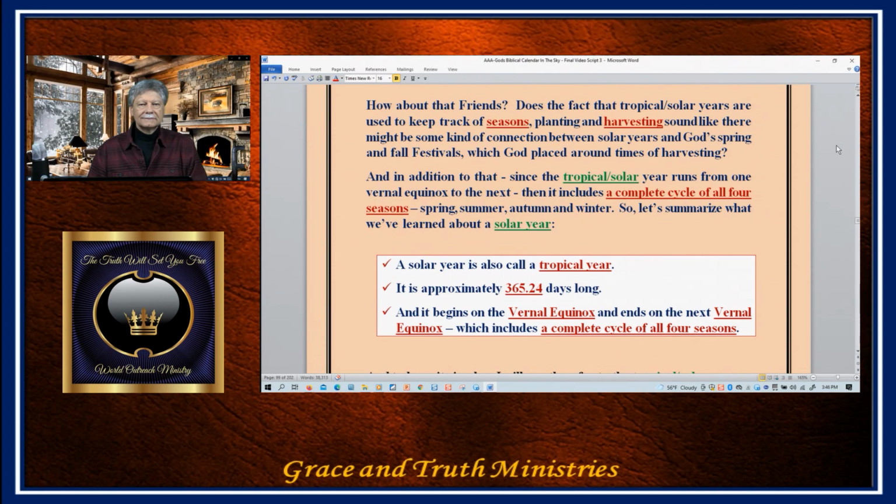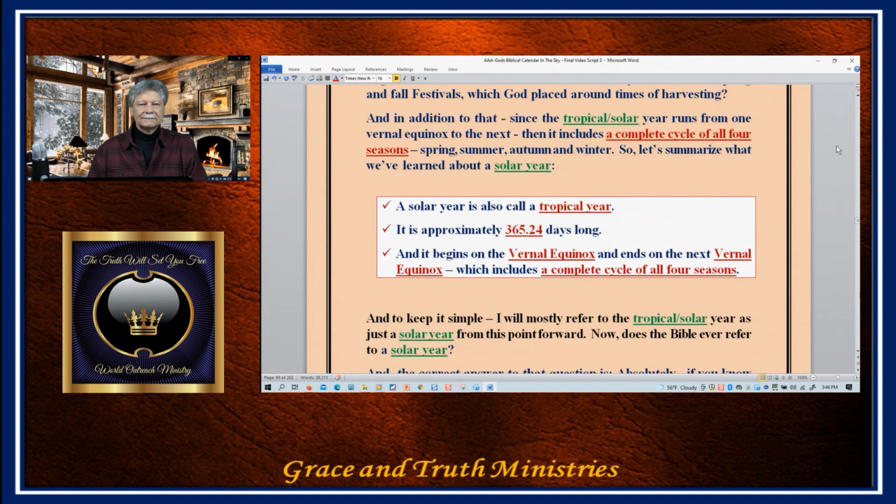You see how all these things start playing together? God's involved with it, friends. God's involved with it, and he knows what he's doing. And in addition to that, since the tropical solar year runs from one vernal equinox to the next, then it includes a complete cycle of all four seasons, doesn't it? The seasons of spring, summer, autumn, and winter.